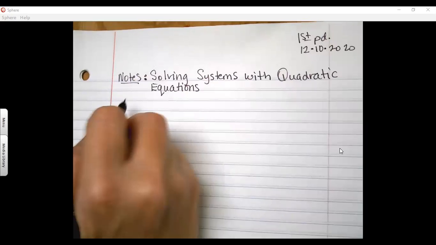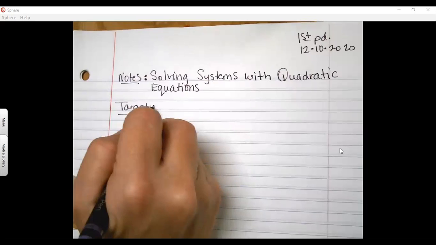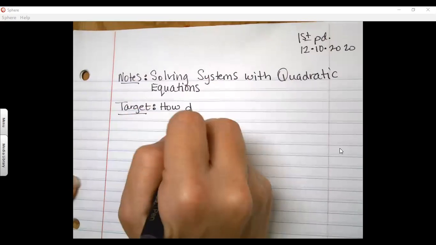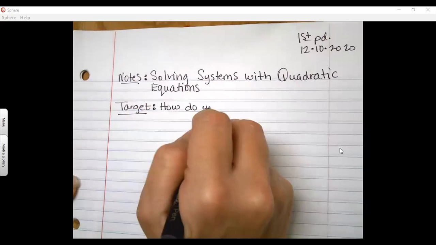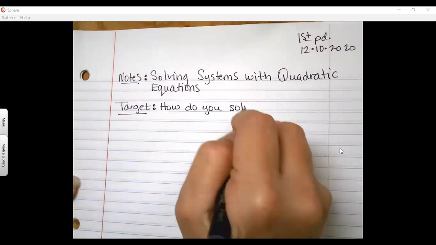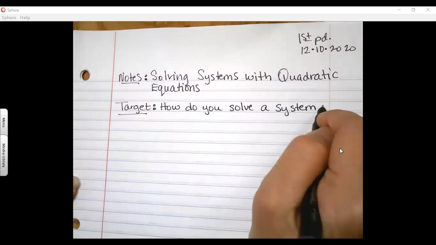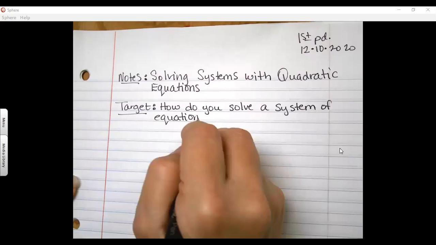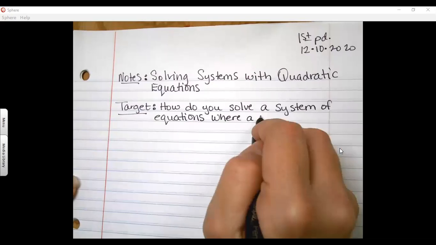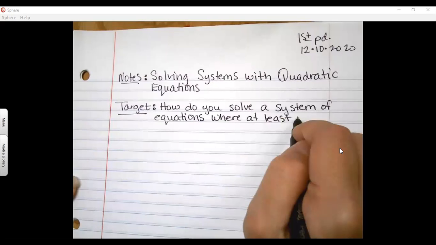And our target is, how do you solve a system of equations where at least one equation is a quadratic?